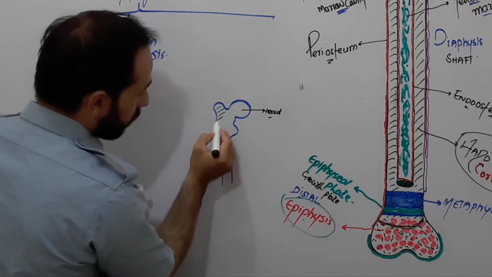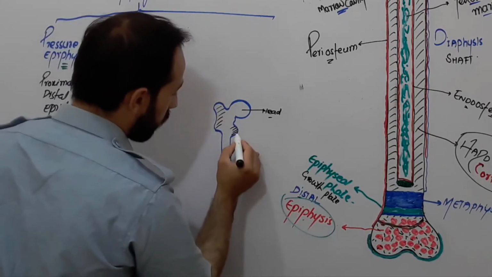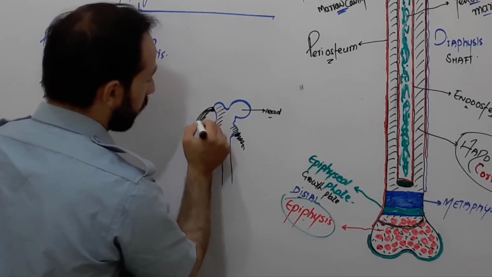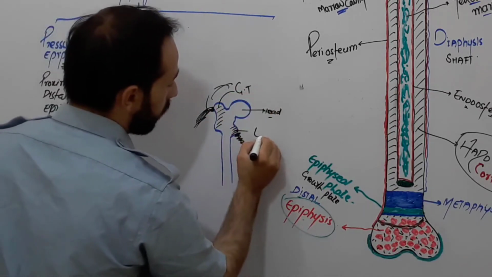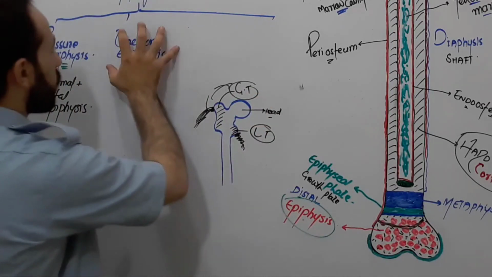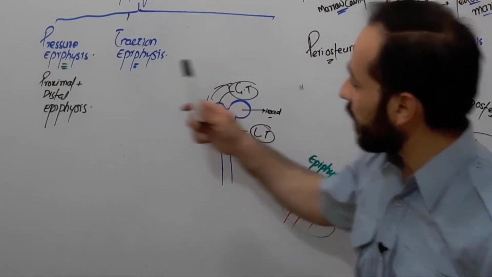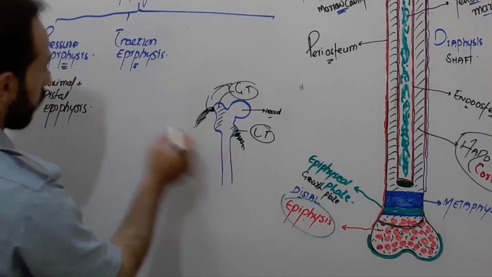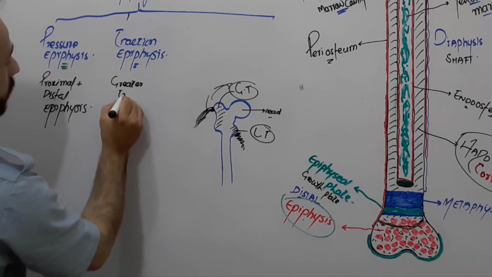Then this part and this part, right? Here there are the attachments of certain ligaments, and certain muscles are attached to them. So these are called the greater trochanter and lesser trochanter of the femur bone. So what is traction epiphysis? Traction epiphysis is the type of epiphysis to which certain muscles and ligaments are connected. Okay, so the examples are the greater trochanter.